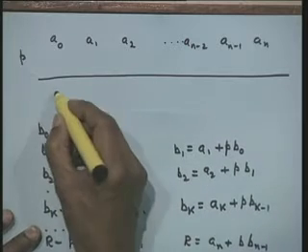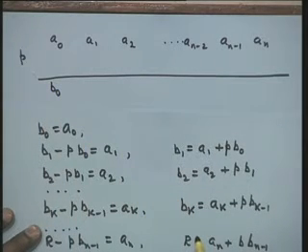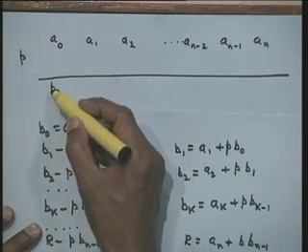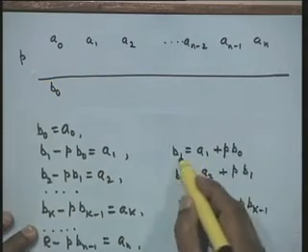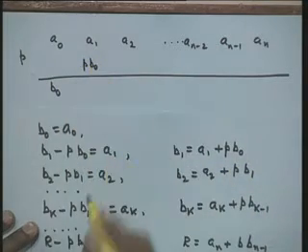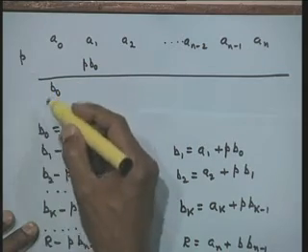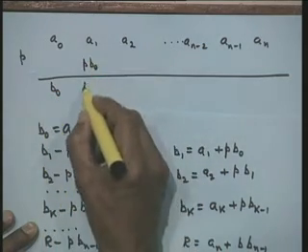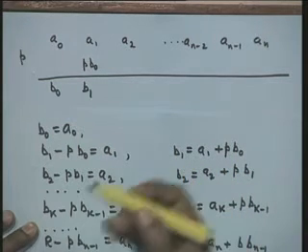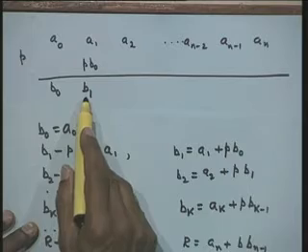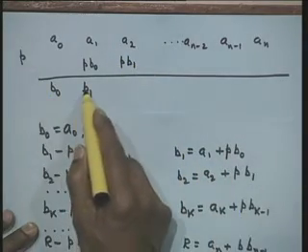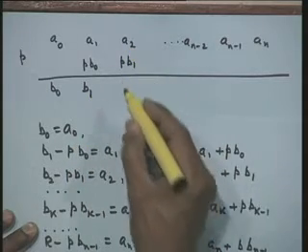B0 is A0, so there is no change in B0. Now, multiply P with B naught and put it here. B1 is equal to A1 plus P B naught. So, I will insert this P into B naught, the current B that is available to me. Add these two, that will give me B1. A1 plus P B naught is equal to B1. Now, multiply P with the current B1 that is available, I get P into B1. Add these two, I will get B2.